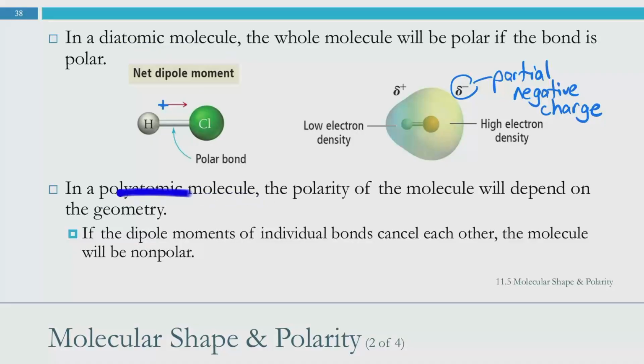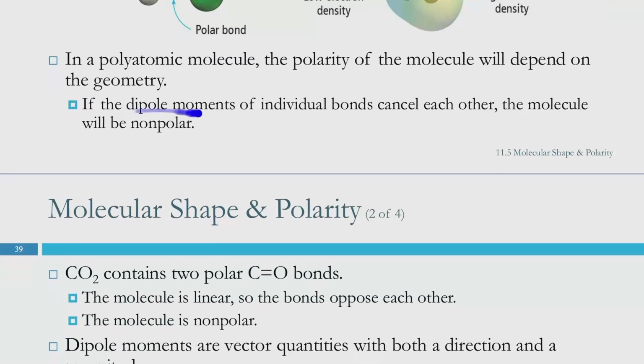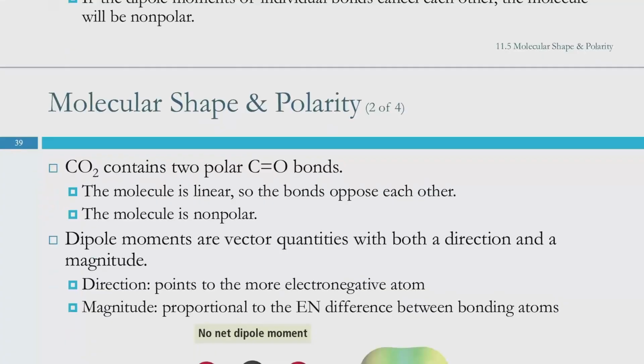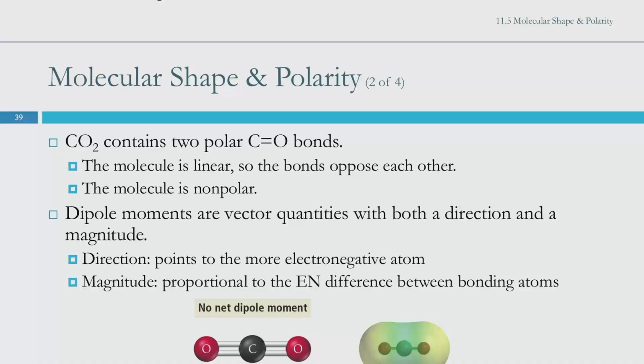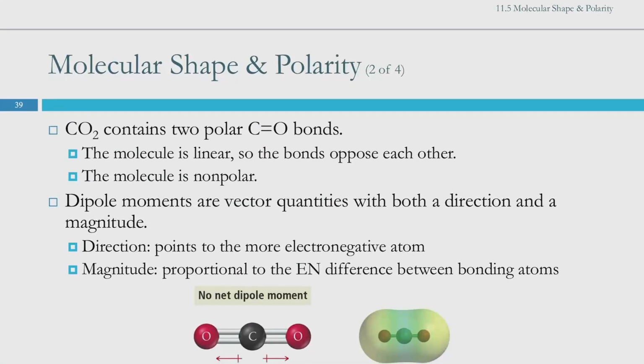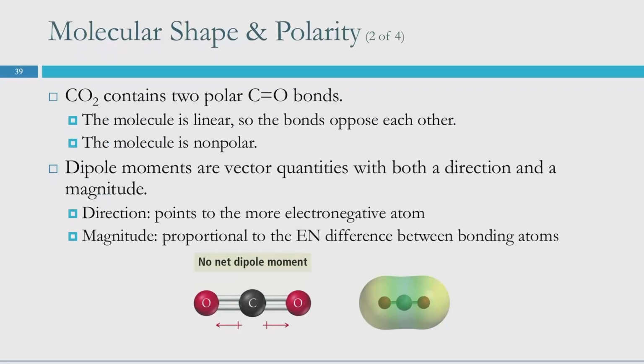If you have a polyatomic molecule, the polarity depends on the geometry, depends on the shape. If the dipole moments of the individual bonds cancel each other, the molecule will be nonpolar. If they don't, if we've got polar bonds and they're not canceled out, or if we've got slightly polar bonds but they add up, then we can still end up with a polar molecule. And there's a couple of ways that we can think about this. There's a shortcut way that works a lot of the time, and then there's the much less fun, arguably, way that involves vectors, not the Despicable Me character.